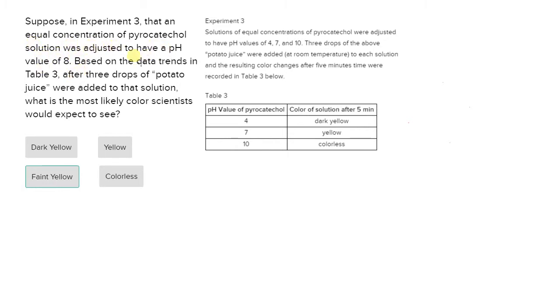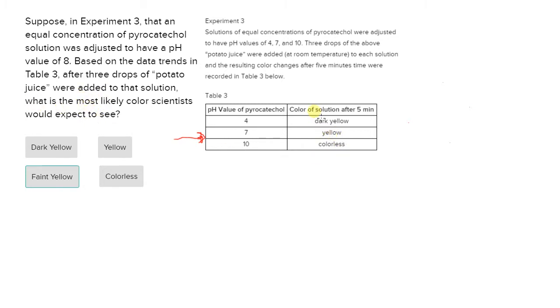So assume that there was a solution that was adjusted to have a pH value of 8. So they're saying that you have a pyrocatechol solution, you adjust the pH to be 8, so that would fall somewhere in here, in between 7 and 10. So they have a pH of 8, and then they added 3 drops of potato juice, just like they did to all these other ones. And what would be the color you'd expect to see?